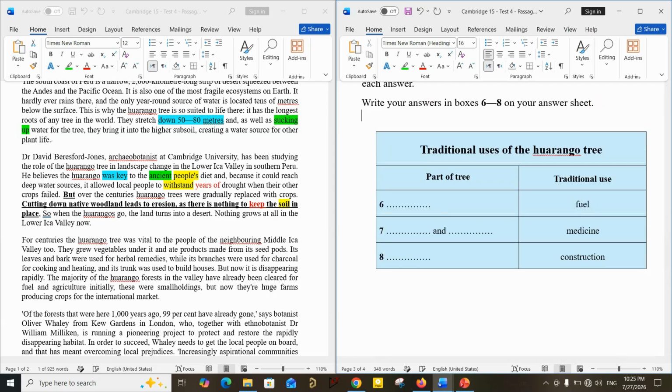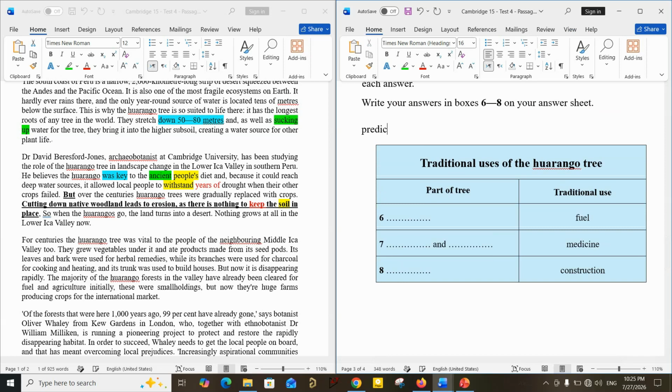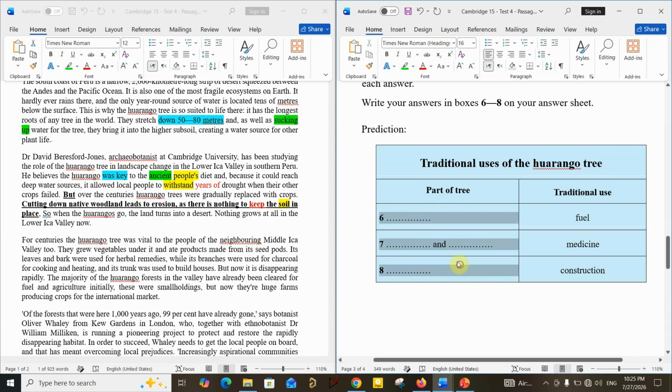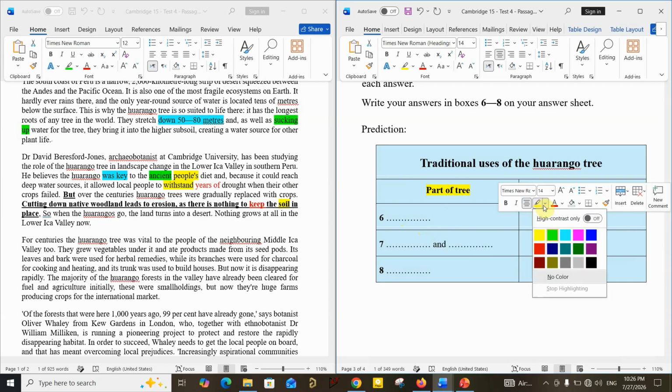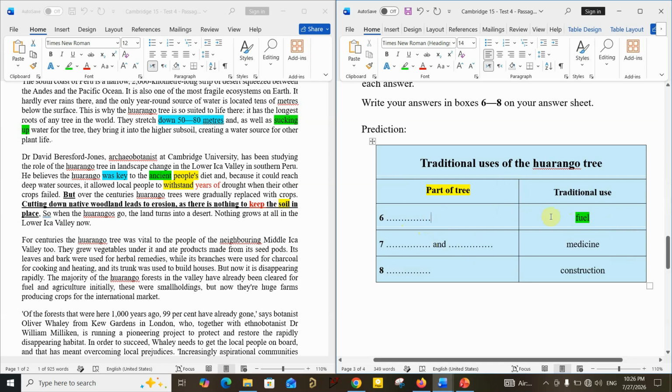Prediction, always use prediction for this kind of question. Predict what kind of nouns or vocabulary you're going to put in this table. This is really important. You had to write part of the tree in here. This is really important to notice. I emphasize that. So first of all, fuel. The first one, you had to look for fuel or a paraphrase about fuel, part of the tree in here.